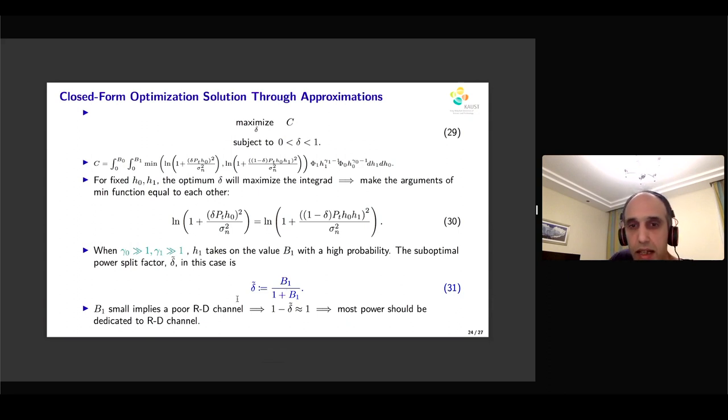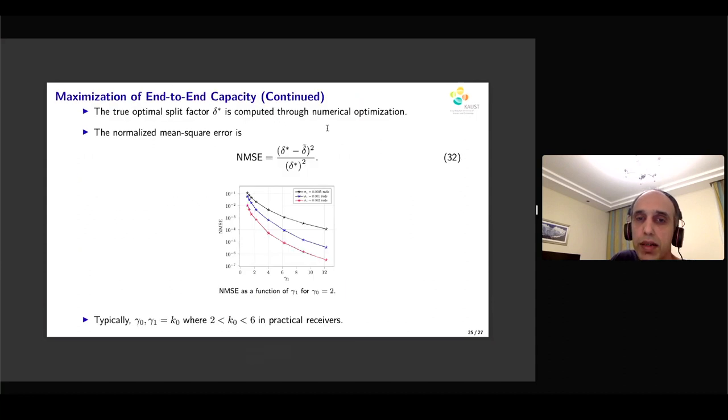And so in this case, again, we can compute this normalized mean squared error for the delta that you compute using numerical optimization versus the delta tilde that you compute using this simple expression. Again, gamma one being the ratio of my beam width to the pointing error variance, as it improves, the normalized mean squared error also improves. And so typically in free space optics, this is one set of values that we use in most receivers. Of course, we can optimize our beam width for a given value of the pointing error variance.